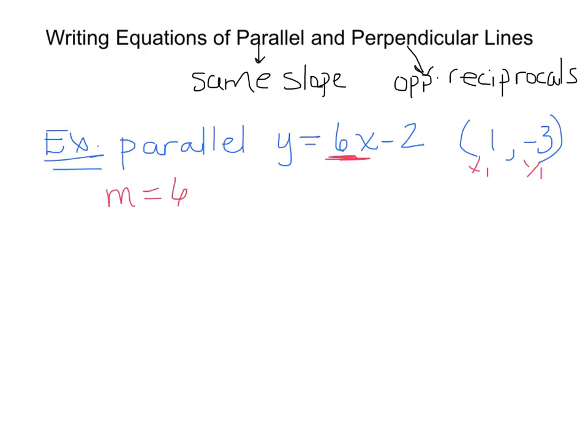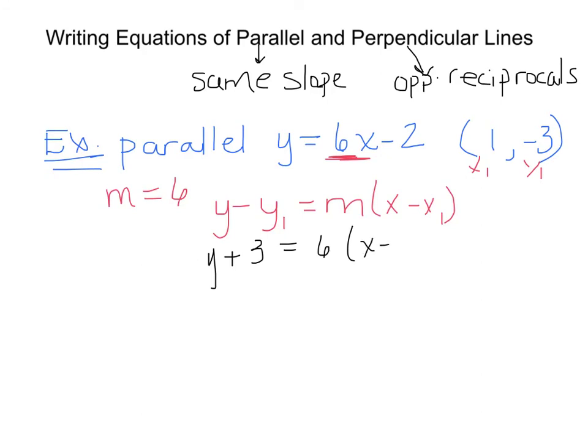So with point slope, if you remember, we have y minus y1 equals m times x minus x1. So plugging everything in, we have y minus a negative makes it plus 3 equals 6 times x minus 1. That would be point slope.